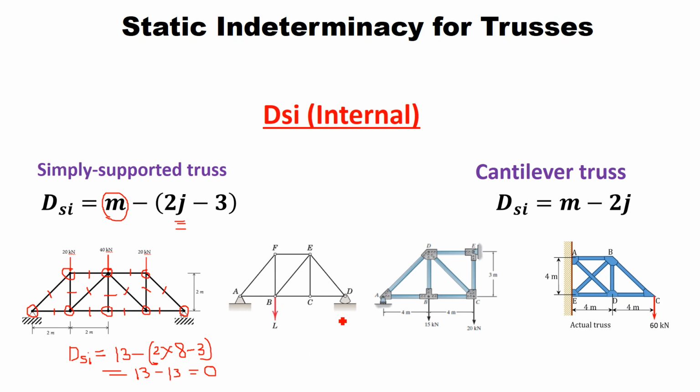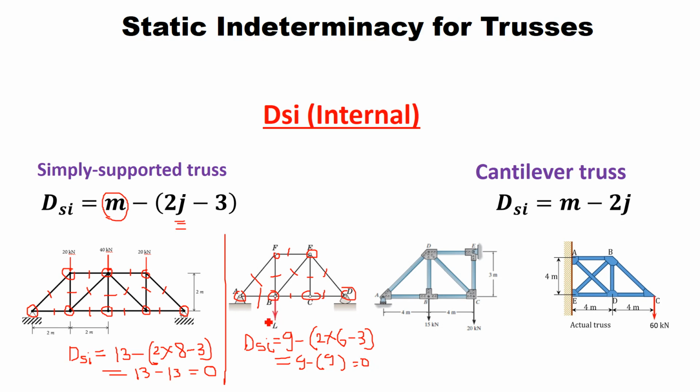Okay. Similarly, for the second problem, DSI internally equals the number of members, 1, 2, 3, 4, 5, 6, 7, 8, 9, minus 2 into the number of joints, 1, 2, 3, 4, 5, 6. So 6 minus 3. So 9 minus 6 into 2, 12 minus 3, 9. Again it is equal to 0. So this is also internally determinate.